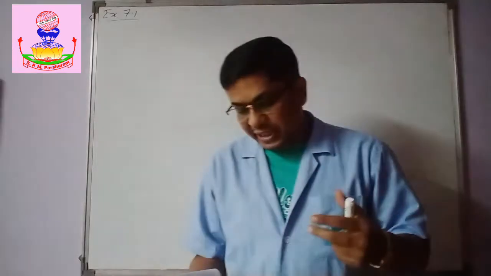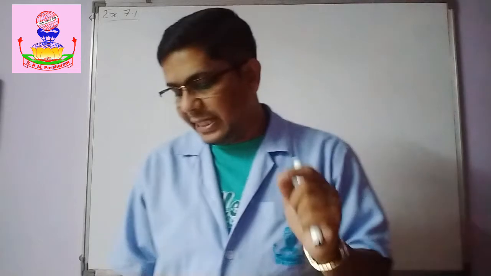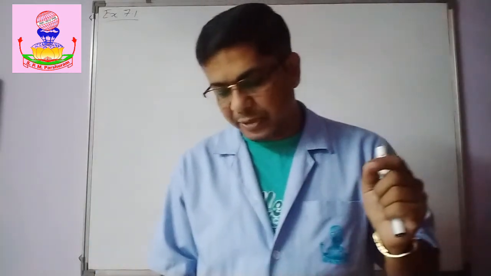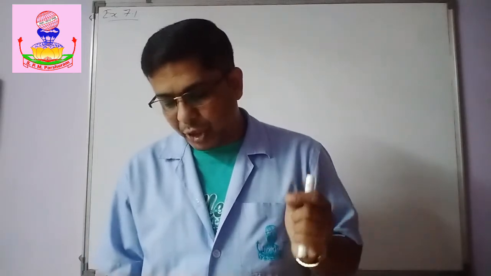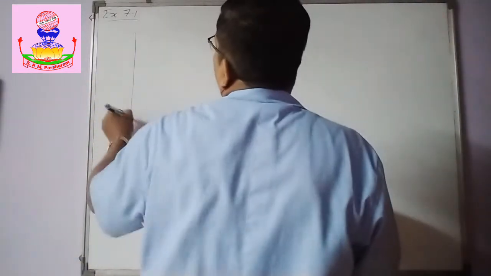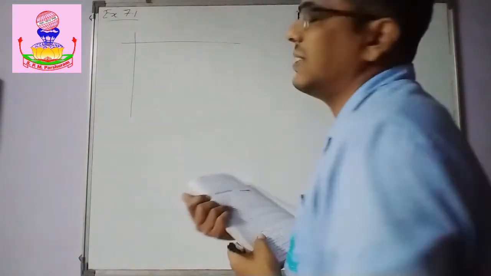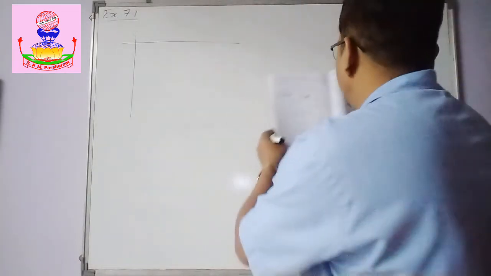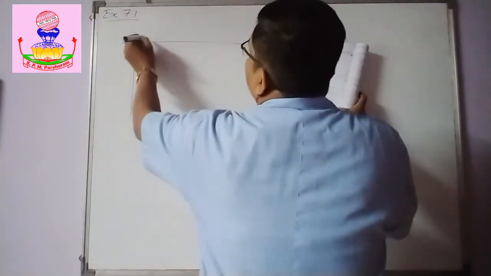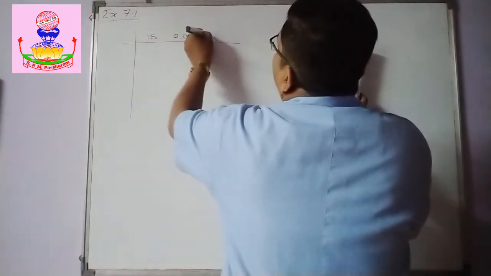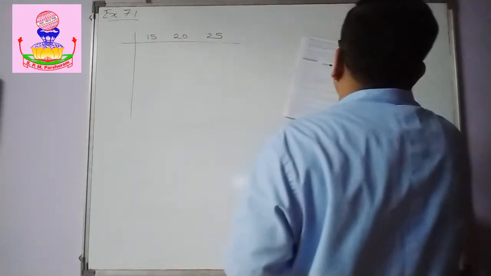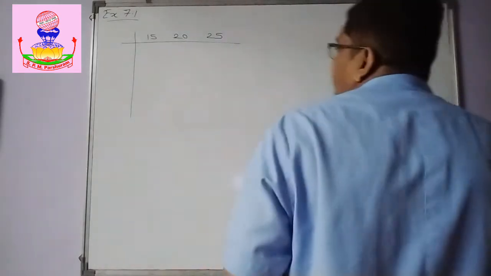So example number 5: a chemist has boxes which can contain respectively 15, 20 and 25 bottles of the same type. For any type of boxes to be completely filled, the minimum number of bottles required is... So you are supposed to find the LCM. Okay, so go for the common factorization method. What are the numbers? The numbers are 15, 20 and 25.